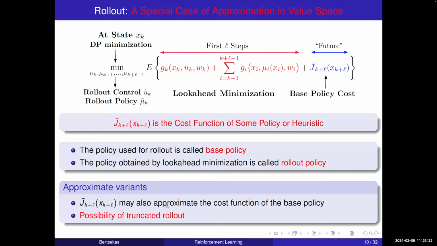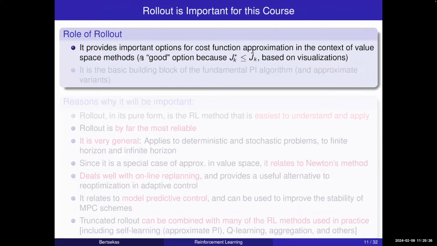Okay. So I want to say a few things about why rollout is important for this course and what the role of rollout is. So it provides important options for cost function approximation in the context of value space methods. It's good because rollout approximates the optimal cost from above. And as we saw in our visualizations, it's important to approximate that cost from above, because if you approximate it from below, you might run into stability issues. If your initial cost is too far to the left of the optimal cost, you might start with an unstable policy and you won't converge as desired. On the other hand, if you start to the right, in other words, you approximate it from above, you don't have this issue. It's, as I mentioned before, the basic building block of the fundamental policy iteration algorithm.